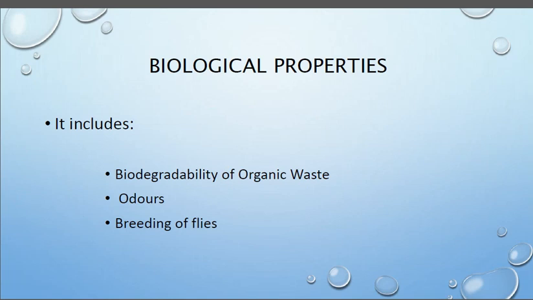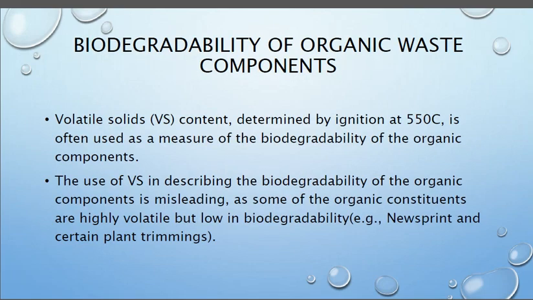Now the next point belongs to biological properties. What do biological properties include? They include biodegradability of organic waste, odors, and breeding of flies. So in solid waste disposal, odor comes under biological properties. Fine. Biodegradability of organic waste components.